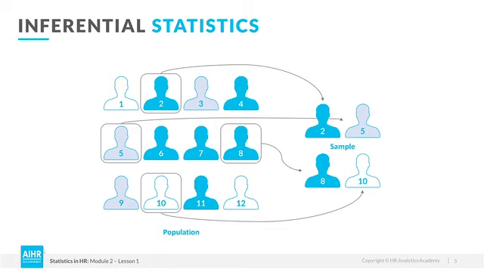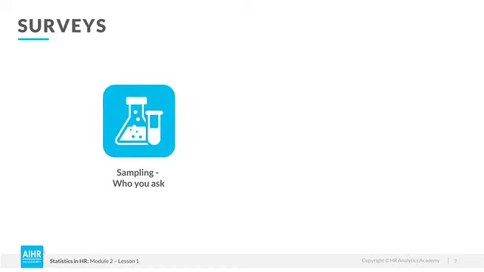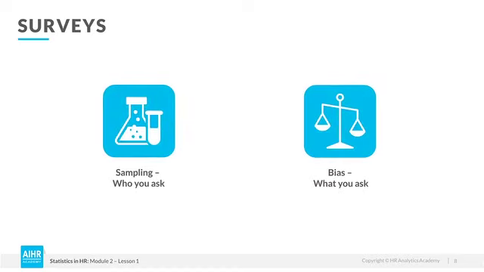Sampling is a great way to gather data from a group of people and to extrapolate that to a larger population. One of the most common data gathering methods in HR is to use surveys. We use surveys all the time to gather data on a sample, which is a randomized group of people from the company, to answer various questions. What can make or break these surveys are two things: the sampling method, the who you ask, and the questions, the what you ask. We'll talk about both of these in this lesson. Let's first dive into the sampling methods.